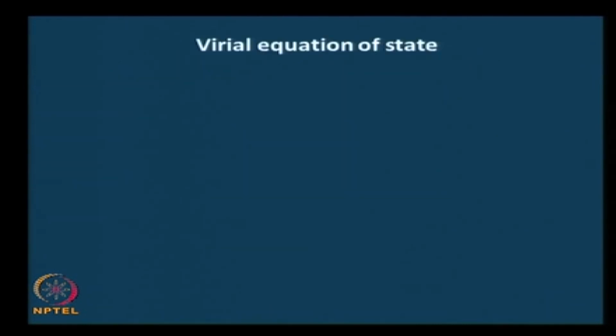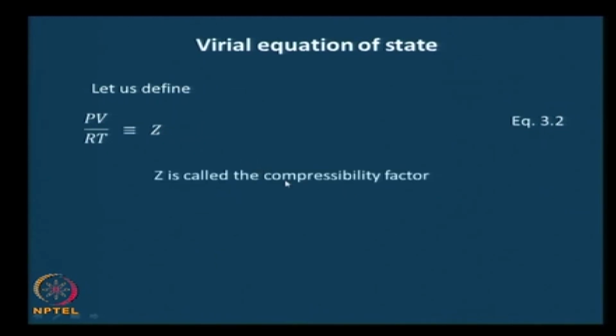The first of those equations of state that we are going to look at is called the Virial equation of state. To get to know what Virial equation of state is, let us first define PV by RT. You know, PV was equal to RT for an ideal gas. Let us define PV by RT as a certain Z, where this, let us call this equation 3.2, and this Z is called the compressibility factor.